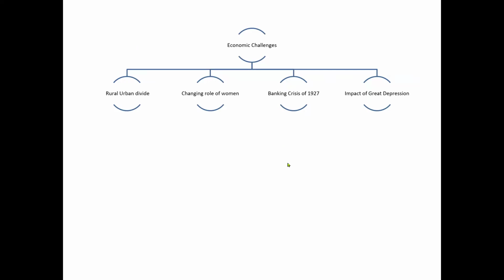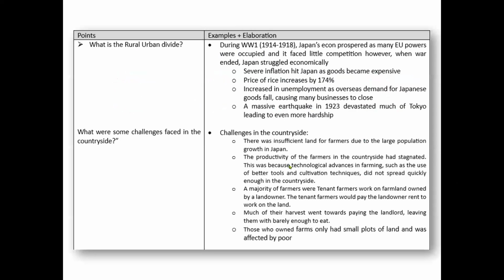So let's go a little bit more in depth. Okay, so what is this rural-urban divide? It comes up sometimes in an essay later on, you take a look. Okay, so while Japan prospered, they also struggled. Like I said, there was a lot of inflation, and you can see that the price of rice increased to almost 174%, and rice was a staple, a basic necessity for all Japanese, in fact.